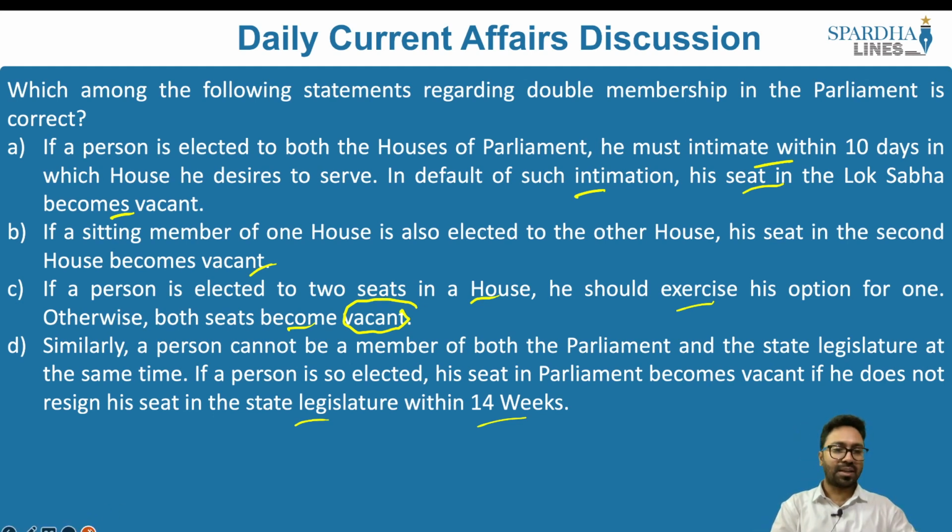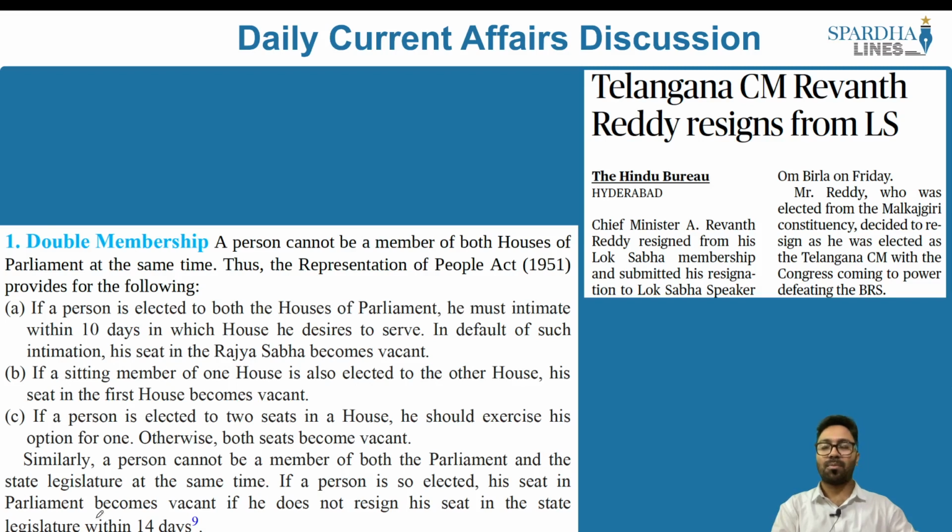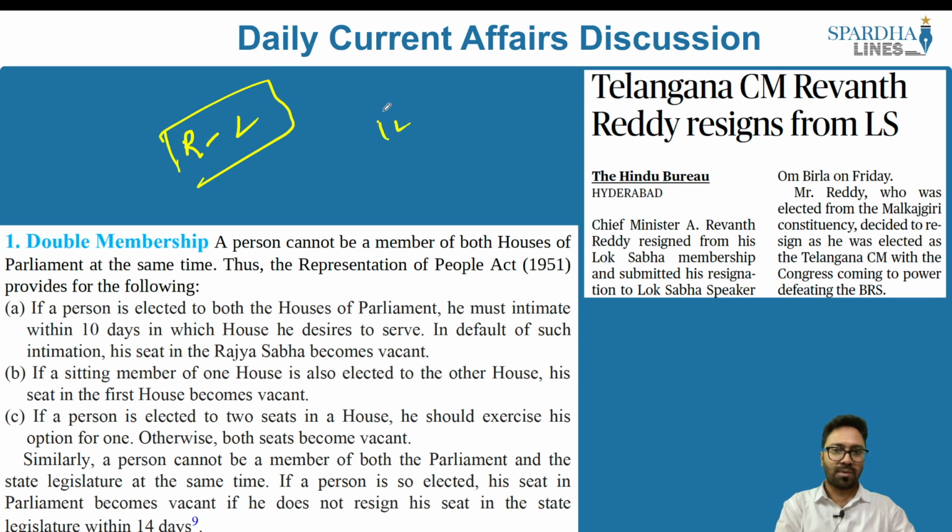Why are we speaking about it? Because this article in The Hindu speaks about double membership. So when we speak about double membership, what does it speak about? It means that a person is a member of 2 houses. It can be the Rajya Sabha and Lok Sabha, both the houses, or a person is a member of Lok Sabha or Rajya Sabha and also happens to go on to become the member of the Legislative Assembly or the Legislative Council. So that is double membership.